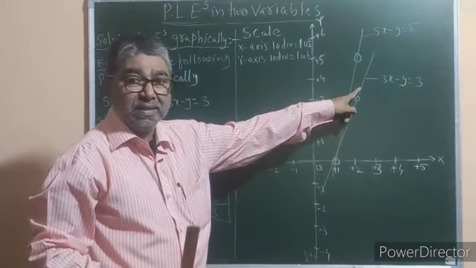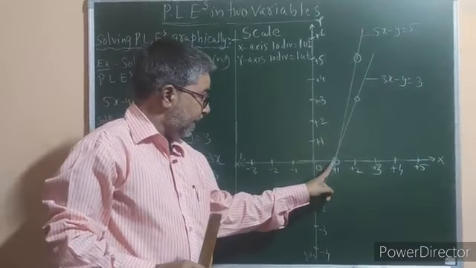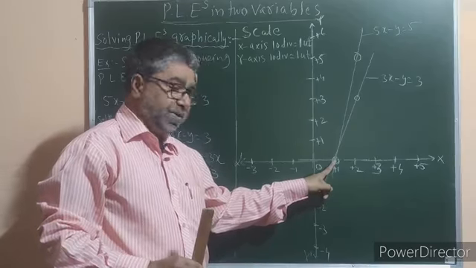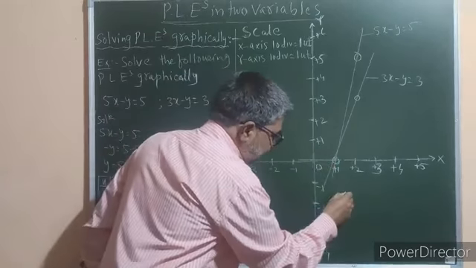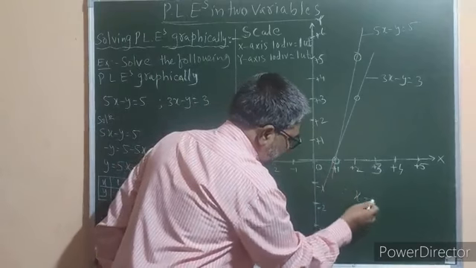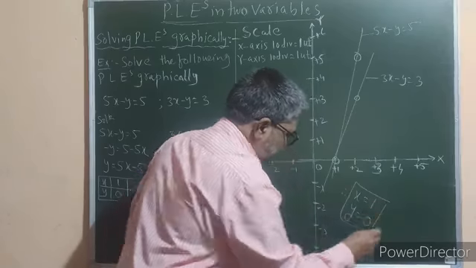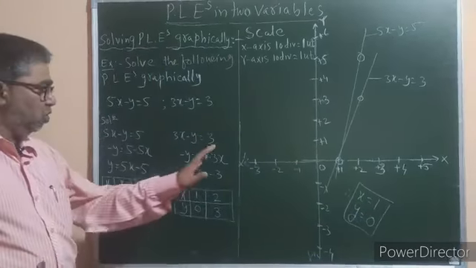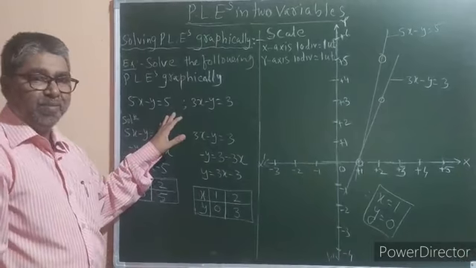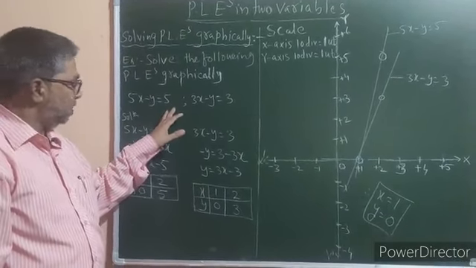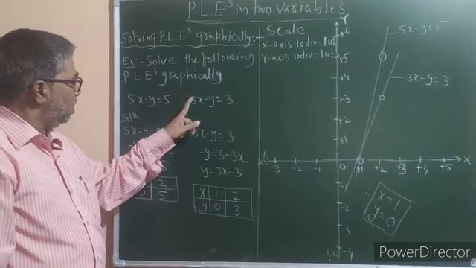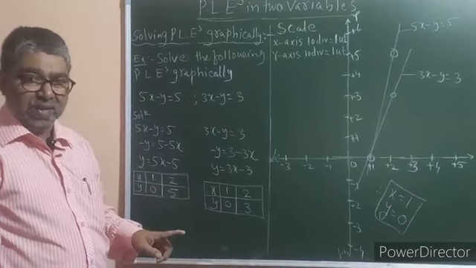These 2 lines are intersecting at this point. They are meeting at this point. Hence the value of x here is 1 and the value of y is 0. So (1, 0) is the solution set for this example, or the solution set for these 2 pairs of linear equations.